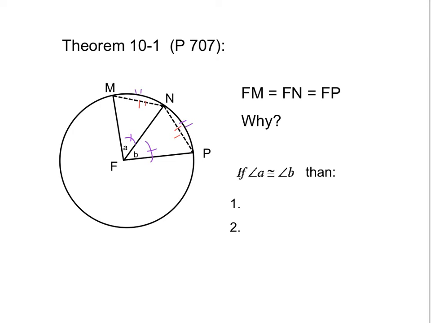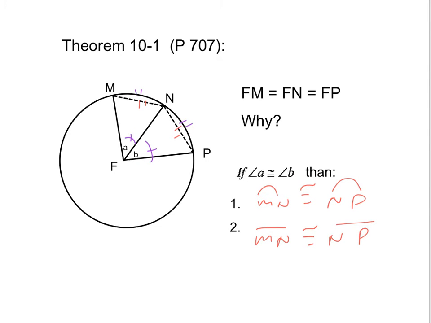So if angle A is congruent to B, then arc MN is congruent to arc NP, and chord MN is congruent to chord NP. And actually, this theorem works in all ways. We can reverse the converse of each of these theorems. So if I know my arcs are equal, then I know my central angles are equal, and I know my chords are equal.